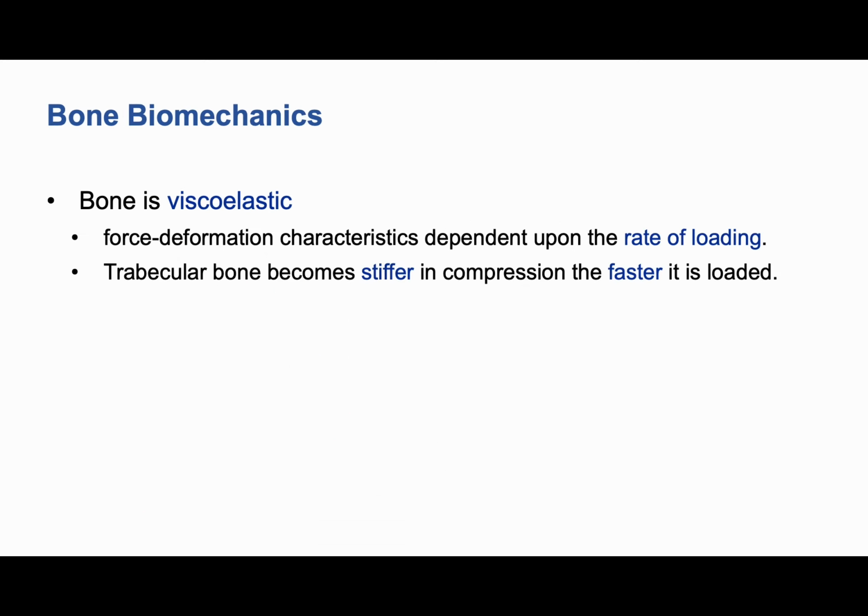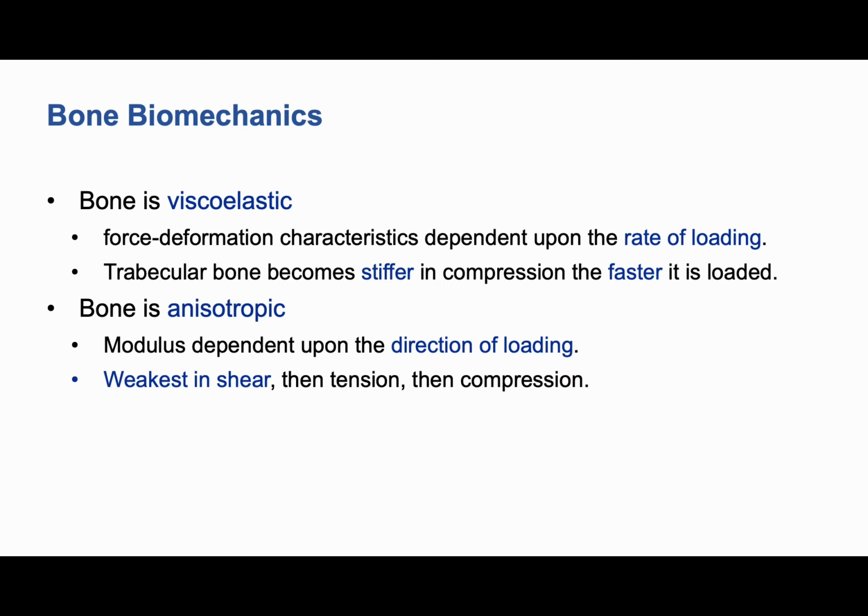So far, we have been considering material properties at a constant loading rate. Many biological materials, including bone, reveal different stress-strain curves depending upon the speed at which force is applied. This is called viscoelasticity. Some materials like bone have different material properties depending on the direction of the applied load, whether it's transverse, longitudinal, or shear. These are described as anisotropic.